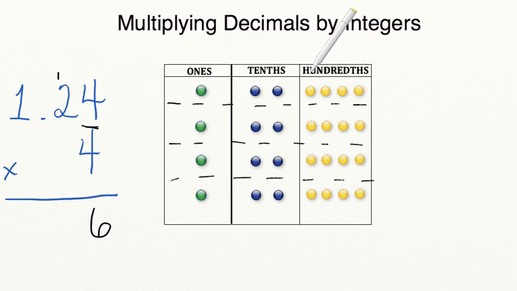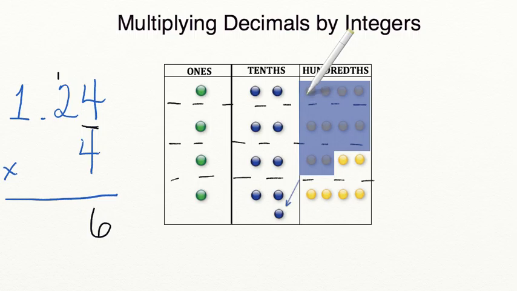Well, that's because 10 hundredths equals 1/10. And we have our 10 hundredths highlighted here, which we ended up regrouping for 1/10. So these 6 hundredths that we have left over are left in our hundredths place. And then those 10 hundredths that we grouped into a tenth, we then brought over into our tenths place.